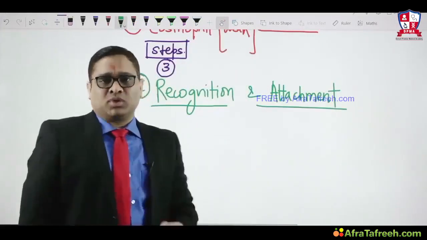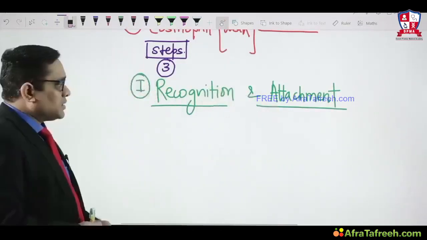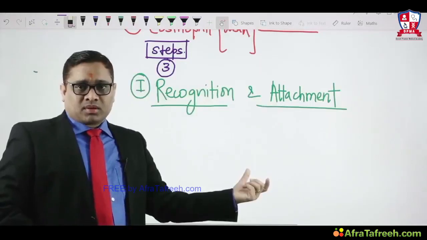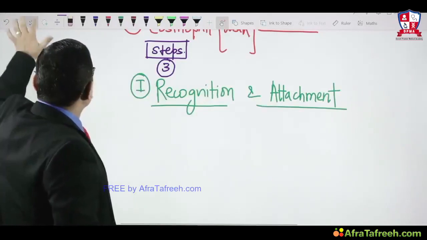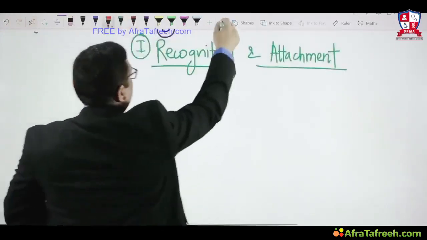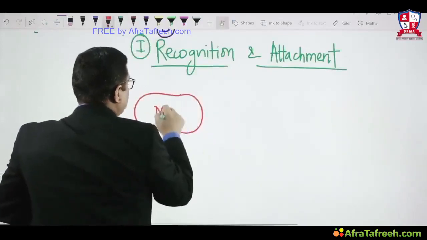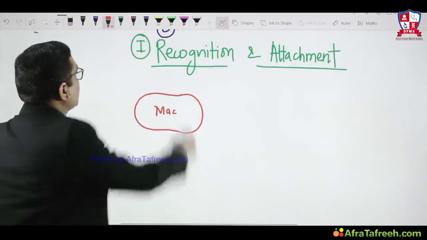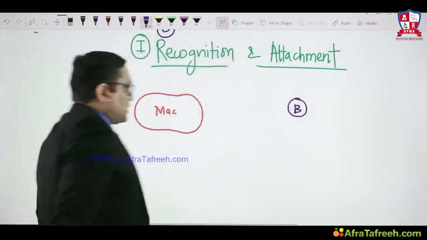Try to understand this statement, it is a very, very important and very conceptual statement. Recognition and attachment is the first step. It's a conceptual step, and how we are going to understand this? Suppose I am showing you this is a phagocytic cell. It can be any phagocytic cell. For example, this is the macrophage, and here I am showing you a bacteria.